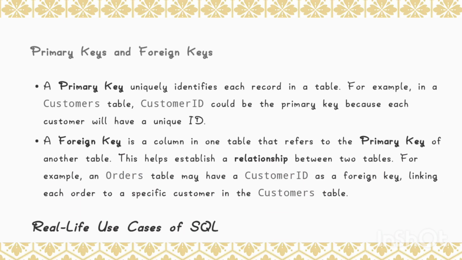Primary keys and foreign keys. A primary key uniquely identifies each record in a table. For example, in a customers table, customer ID could be the primary key because each customer will have a unique ID. A foreign key is a column in one table that refers to the primary key of another table. This helps establish a relationship between two tables. For example, an orders table may have a customer ID as a foreign key, linking each order to a specific customer in the customers table.